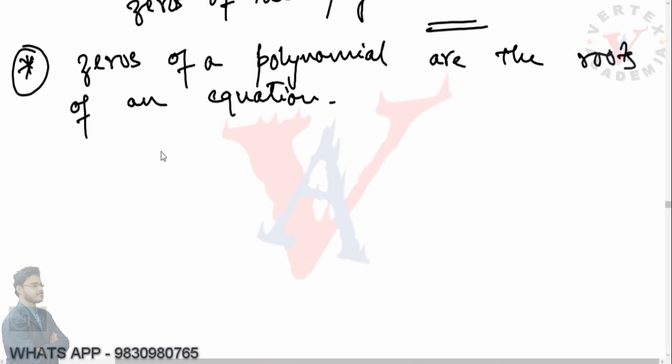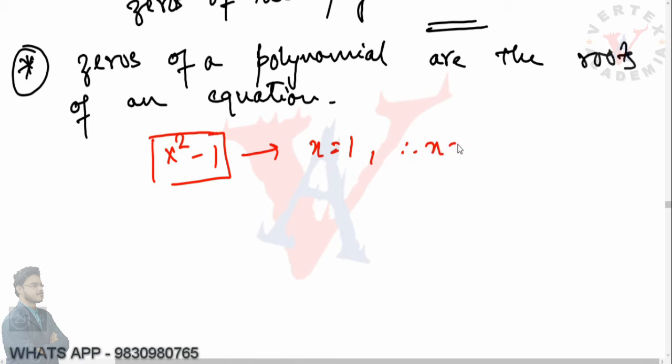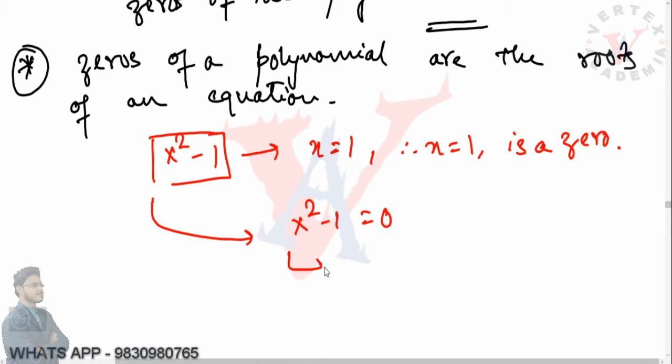So for example, if I write that a polynomial is x square minus 1, this is a polynomial, then when x equals 1, the value of the polynomial is 1 minus 1, which is 0. So therefore x equals 1 is a zero. Now if we write x square minus 1 equals 0, and we find the value of x, not only plus 1 but both plus and minus 1, for both the cases the value of the polynomial comes out to be 0. So both x equals plus 1 and minus 1 are the zeros. So x equals plus minus 1 are zeros.